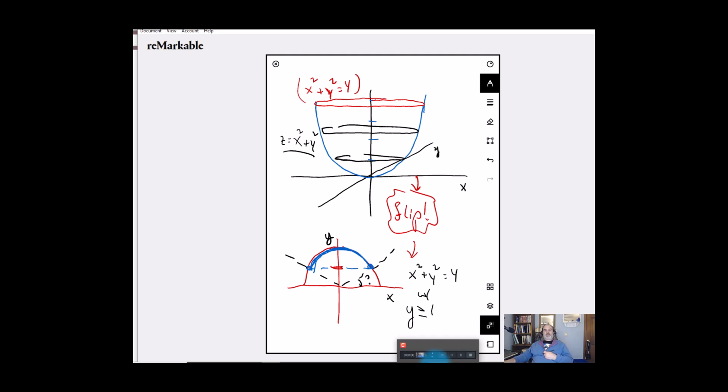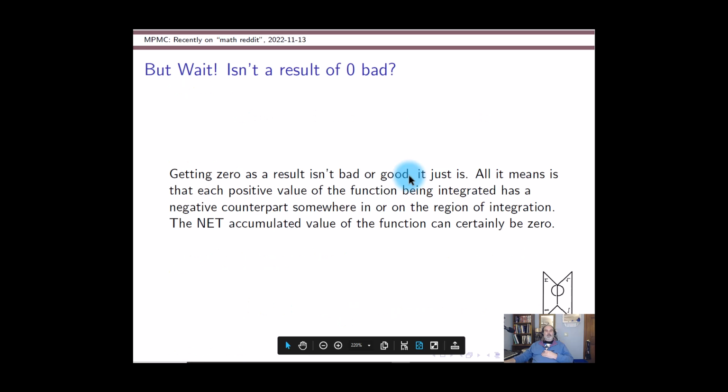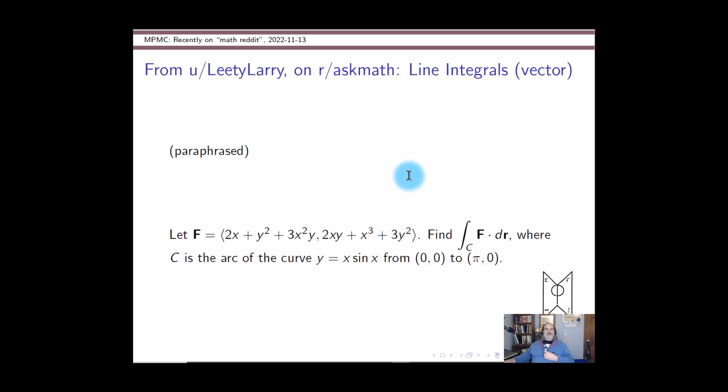You can do the same thing with double and triple integrals, and I need to make a video that tells that story. Try to put that in my mental to-do list. Okay, but there we go. The answer is 0, and that's fine. In fact, it's kind of cool.